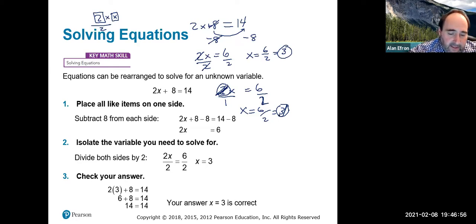You could check your answer like it says. Obviously, when we solve for 3, if we put it back into here, 2 times 3 is 6. 6 plus 8 is 14. So you could check yourself as well. Question on that?